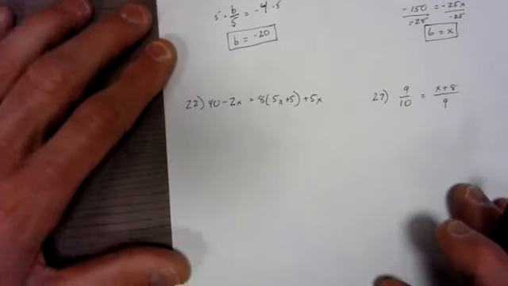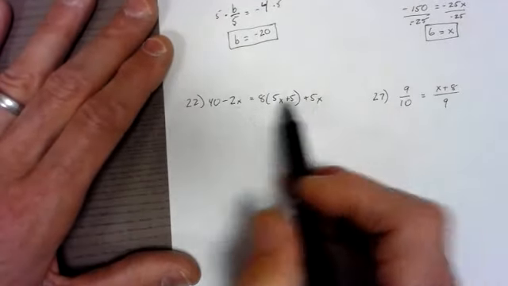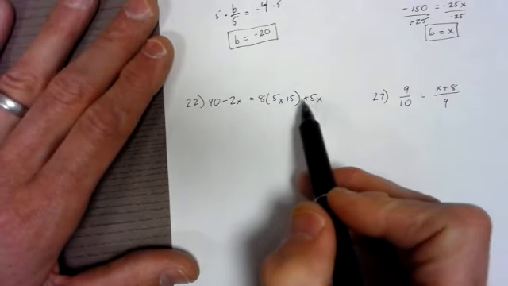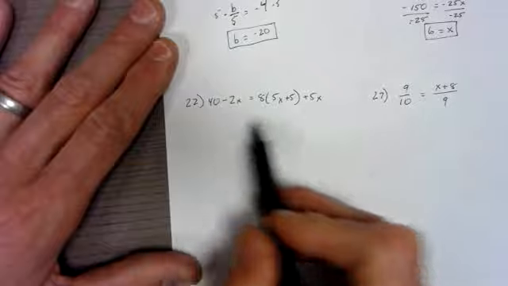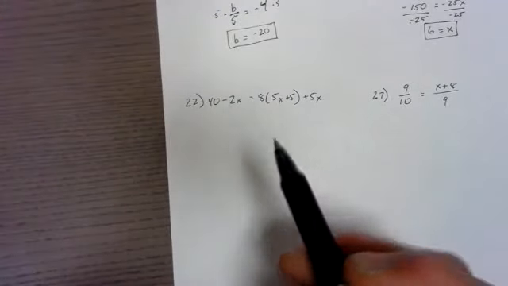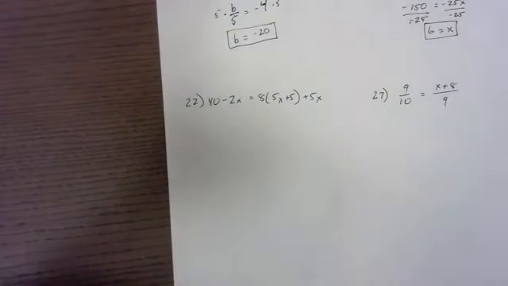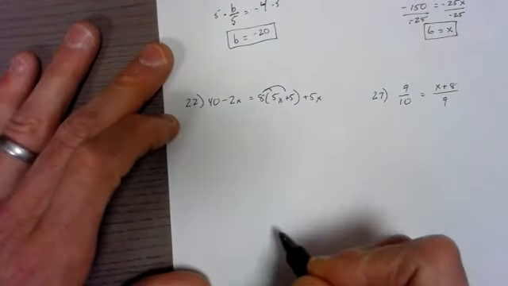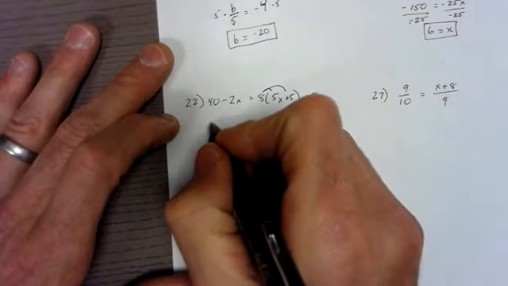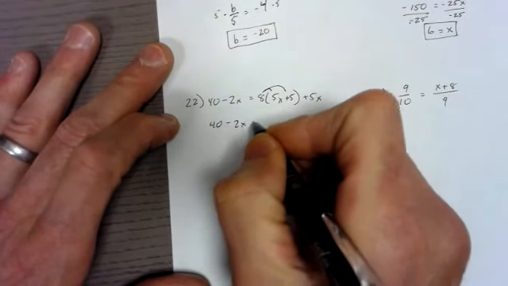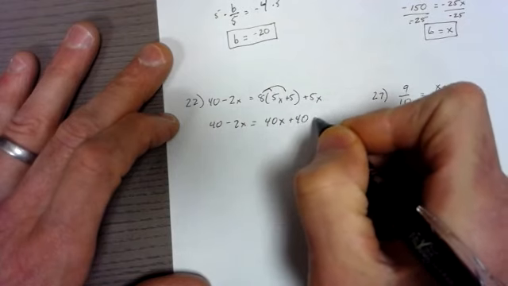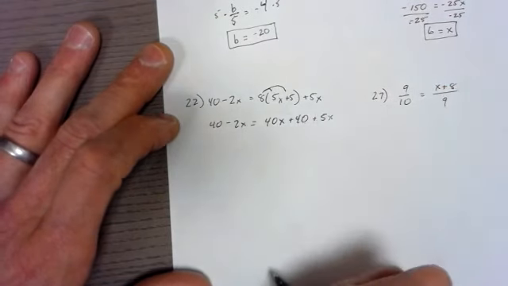All right, let's take a look at number 23. Number 23 is a little bit more complicated. There are variables on both sides of the equal sign, and I've got like terms that I'm going to need to combine. There's also some order of operations that are important to focus on in this problem. First off, we need to distribute this 8 into the parentheses like we did in the previous problem: 40 minus 2x equals 40x plus 40 plus 5x.